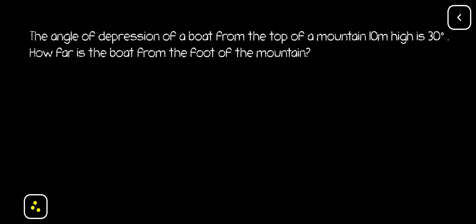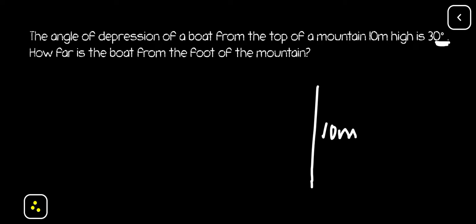We know that there is a boat. There's the top of the mountain, 10-meter high. Then the angle of depression is 30 degrees. So this is the top of the mountain. Let's put it this way. So let's say it's the top of the mountain like this, and the mountain is 10-meter high. Okay, so this is 10 meters. Now to say that the depression is 30 degrees, which is this.